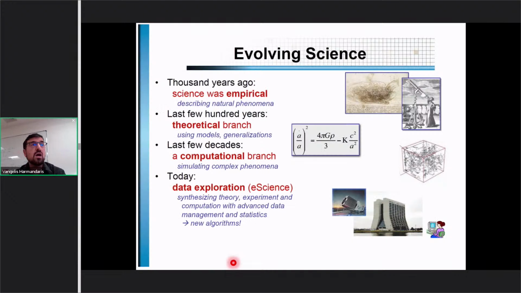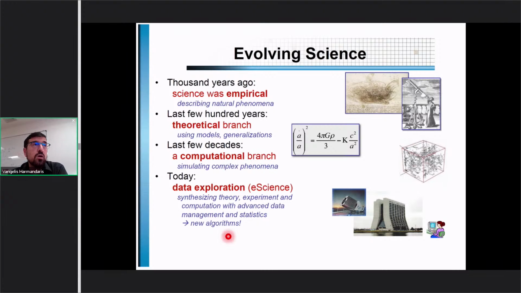And this actually nowadays is, maybe you have seen this before, but nowadays there is also a fourth pillar, or the fourth paradigm, as it's quite often called. This is the part of the evolving science. Initially, it was empirical, or as we say, experimentation, then the theoretical branch, which was developed based on modern physics a few hundred years ago. Then we had, as I said before, the computational part of the last few decades.